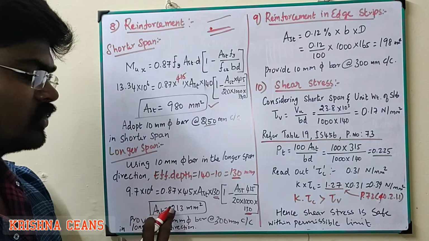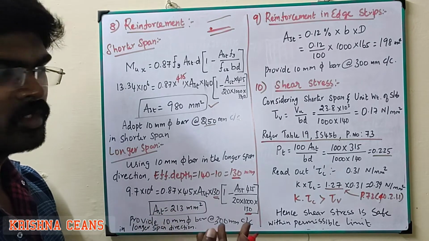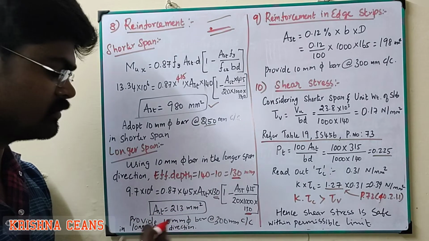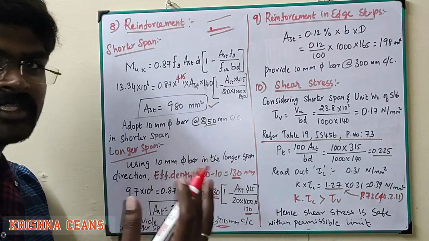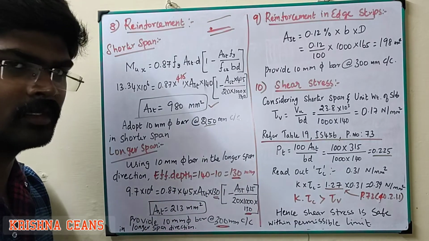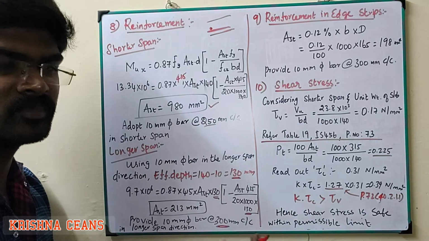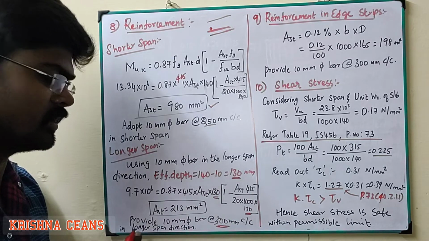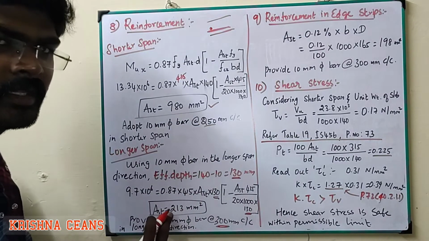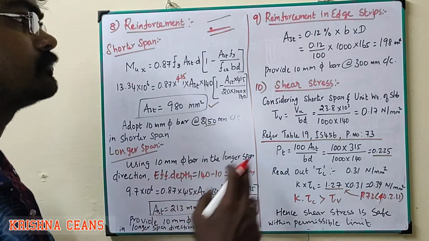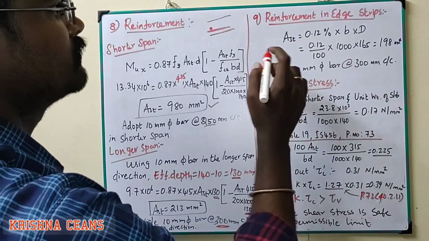So Ast here is 213 mm square. We need to provide at least a 10 mm dia bar, and we can manage the spacing. We will provide the longer spacing of 300 mm. The maximum spacing is 300 mm center to center in the longer span direction. So here 980 mm square, and here 213 mm square.